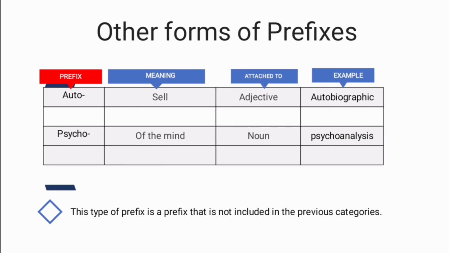Nah, yang terakhir itu adalah other forms of prefixes. Jadi, prefix ini adalah jenis prefix yang tidak termasuk ke dalam jenis-jenis atau kategori-kategori prefix yang telah saya sebutkan sebelumnya. Contohnya yaitu prefix auto in the word autobiography and prefix psycho in the word psychoanalysis and so forth.